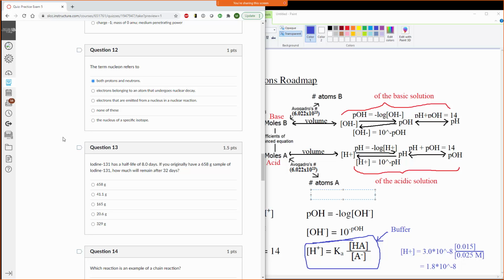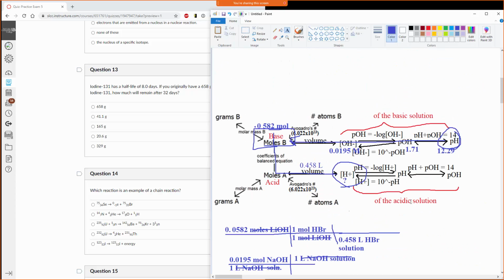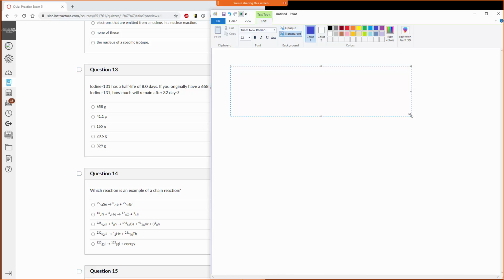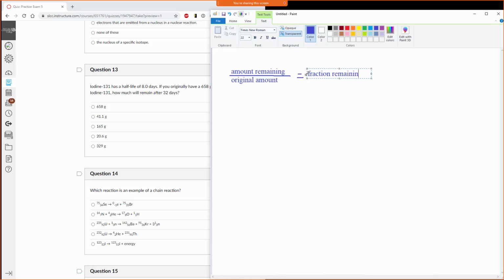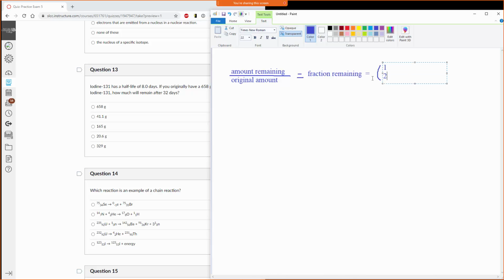All right. Here we go. Half-life. Iodine has a half-life of 8 days. If you originally have a 658 gram sample, how much will remain after 32 days? Now, I told you I wasn't going to give you these equations, so you've got to know that the amount remaining divided by the original amount, that's the fraction, right? That's equal to the fraction that remains. And that's equal to 1/2, right?